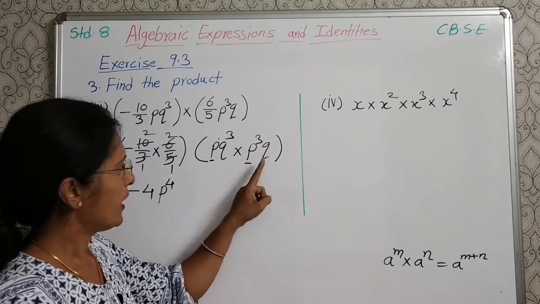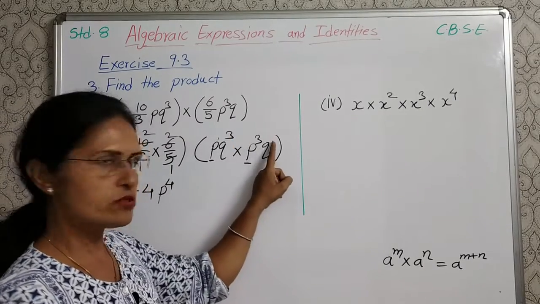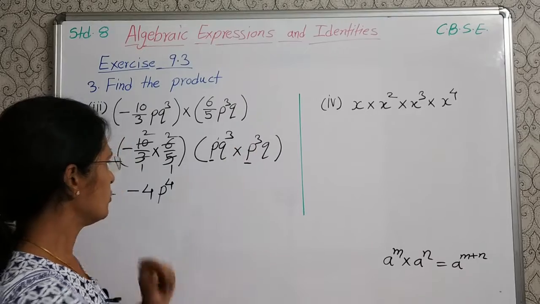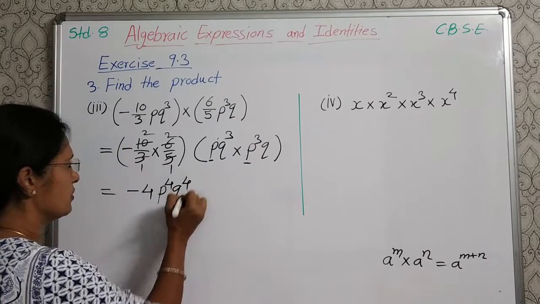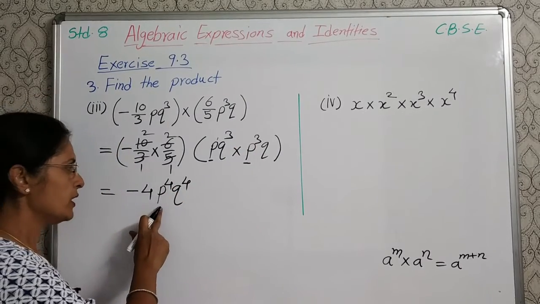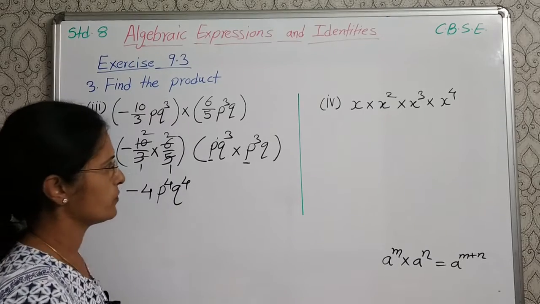Now q cube and q raised to 1. So 3 plus 1 is 4. q raised to 4. And this is the product. Minus 4, p raised to 4, q raised to 4.